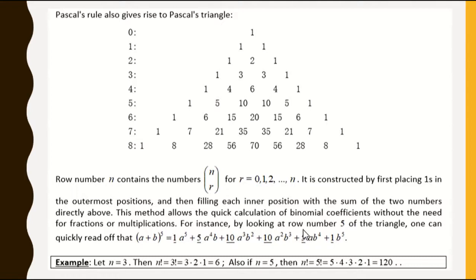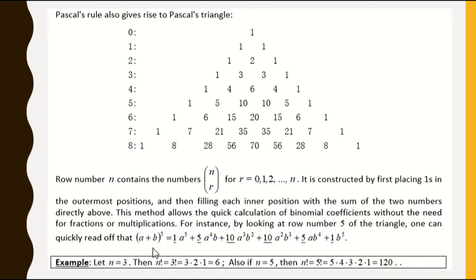For instance, by looking at row number 5 of the triangle, one can quickly read off, in row number 5, you can see 1, 5, 10, 10, 5, 1. (a + b)^5 is equal to the coefficient 1 times a^5 plus 5 times a^4 times b plus 10 times a^3 b^2 plus 10 a^2 b^3 plus 5 a b^4 plus 1 b^5. Okay, so these numerical coefficients are what we use in expanding this binomial.